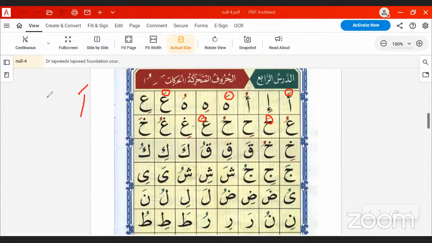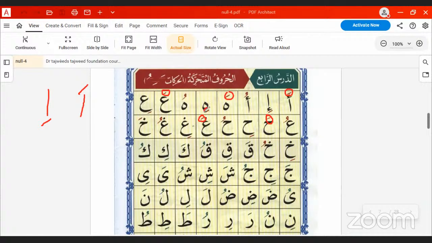Now the next haraka is a kasra. Kasra means a slanting line below the letter. That is lowering of the jaw. The jaw is the chin, okay, the chin part. This part will be lowered whenever you recite the kasra word.